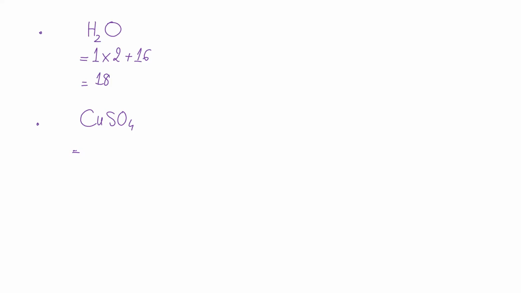Can you tell me what is the mass of copper? Let me go back to copper. Look in the periodic table. Cu, copper is 63.5. What is copper mass from the periodic table? 63.5. Good. And what would sulfur be? 32. And what is the final answer? 159.5.